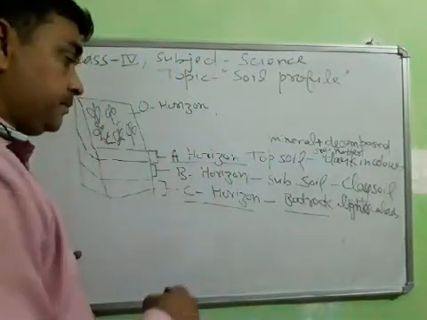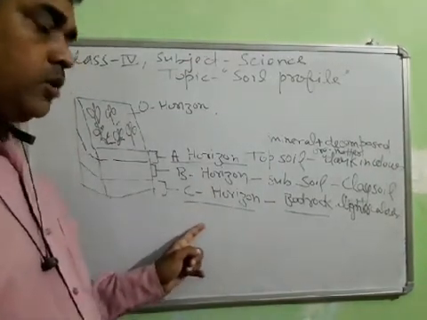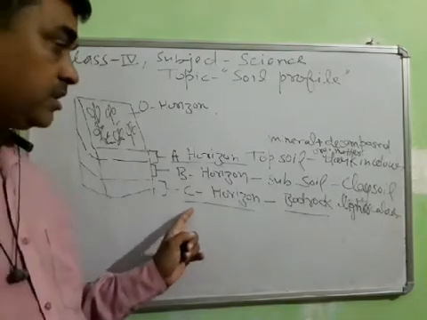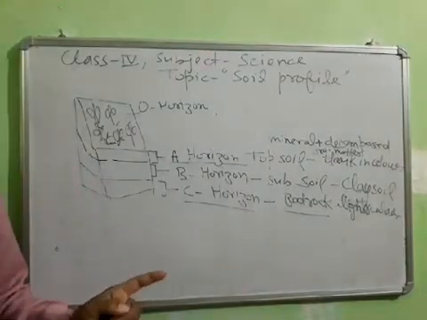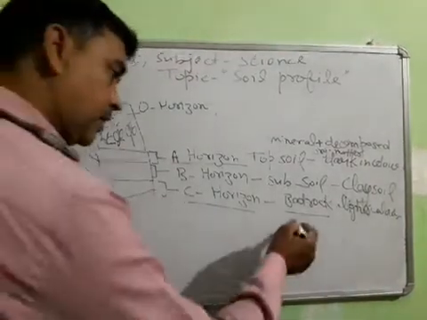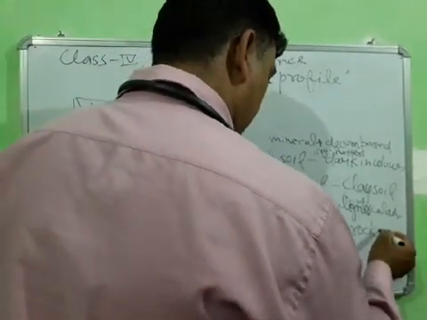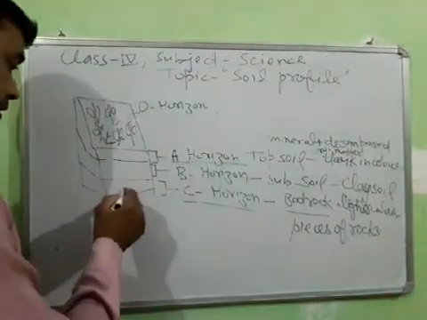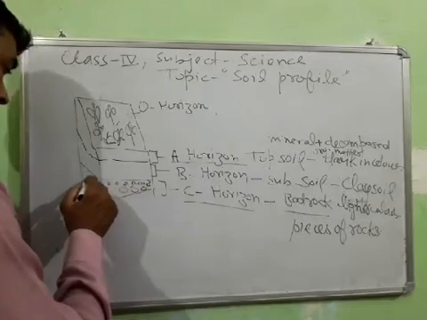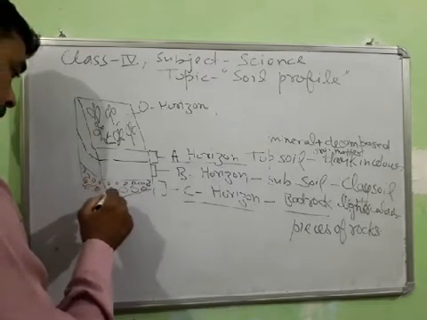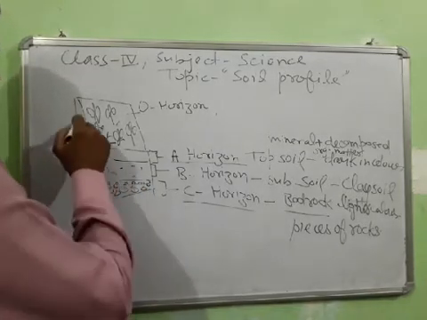And the C horizon, also called bedrock, is below the B horizon. There are no roots found in this horizon. It is only a layer of pieces of rock. This type. This is light grey color and this is dark color.